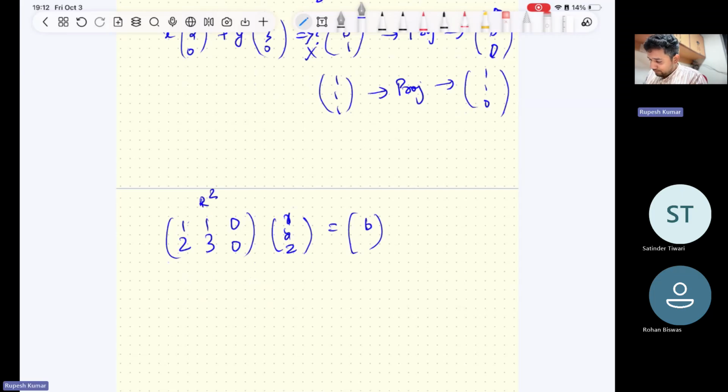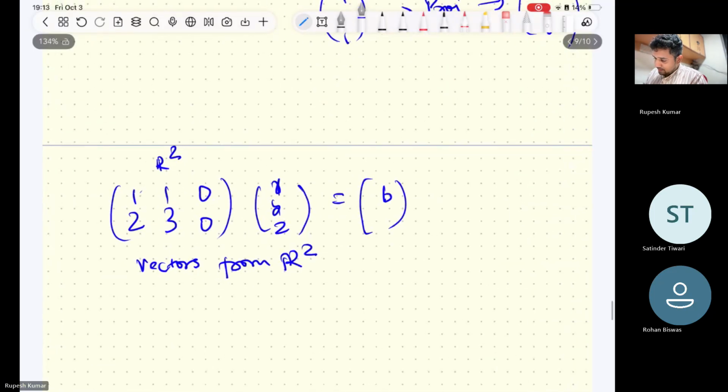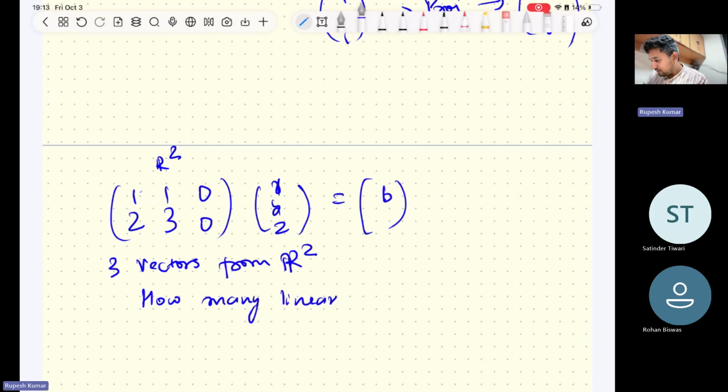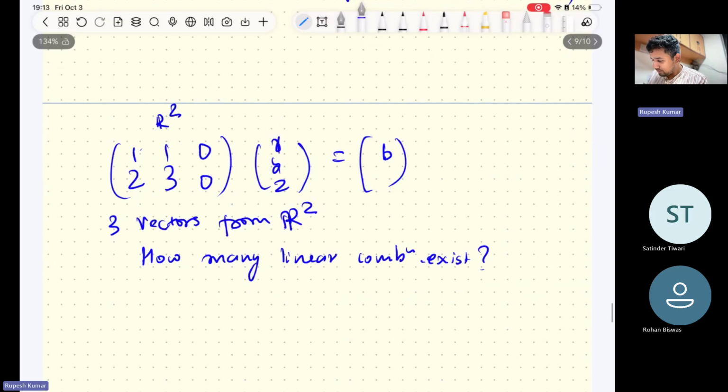Fine. So now you have chosen three vectors from R2, and we all know that only two are sufficient to span the entire R2 space. The third one will be a redundant one, right? So it will be a linear combination of the first two, right? We all know this. So the question is, how many linear combinations exist? Can anyone tell me?